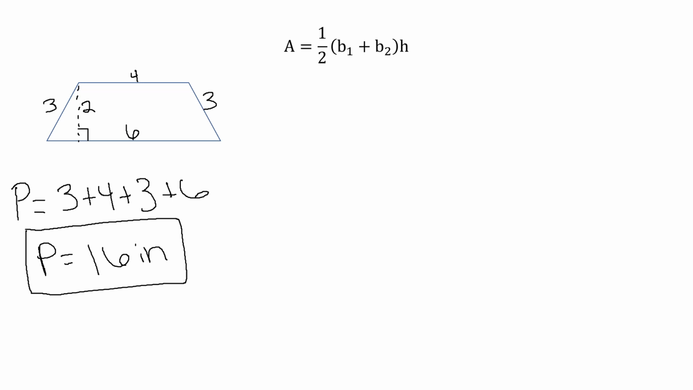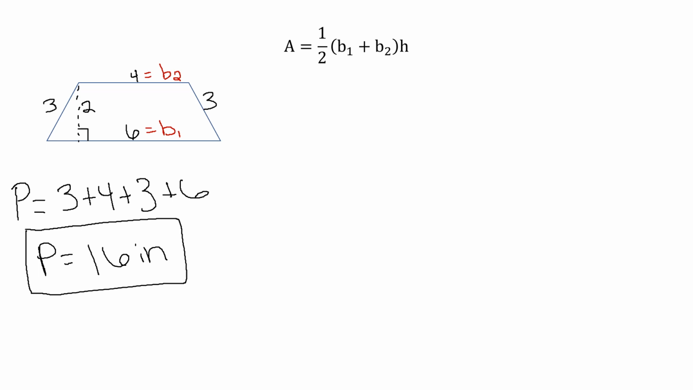Area looks trickier, okay? This looks scary because there's a lot of strange things in there, but it's really, I promise, not that scary. 1/2 is obviously just 1/2, but another way to think of 1/2 is taking your answer and dividing it by 2. That's fine. Base 1, remember the bases are your parallel sides, so this is going to be base 1, this is going to be base 2, and honestly, because we're adding, it doesn't matter which order you use. 6 plus 4 is the exact same thing as 4 plus 6.